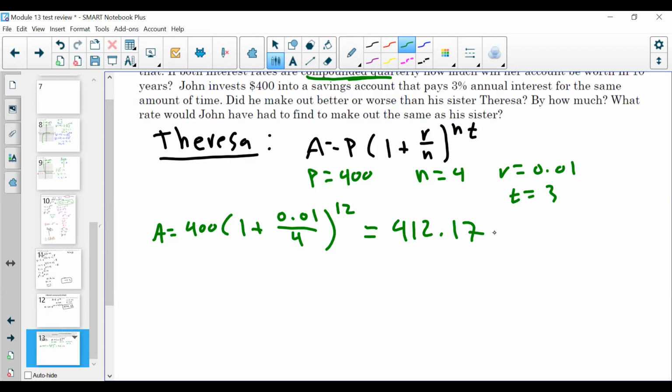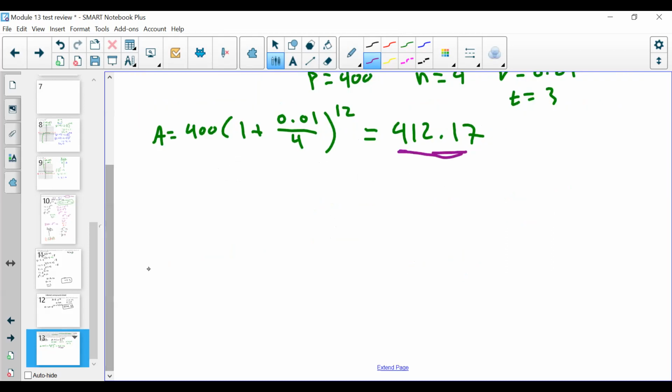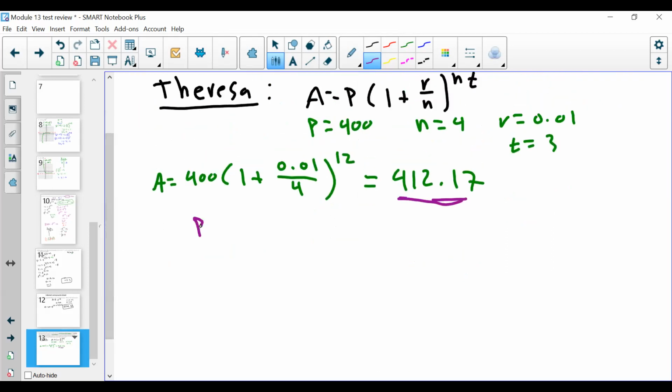When you solve this out, you get $412.17. So after her first 3 years, Teresa has $412.17 in her bank account. But after that first 3 years, she starts gaining 4% interest. So her principal for that 4% interest is different now. Her new principal is $412.17, because that's how much you're taking interest on now.